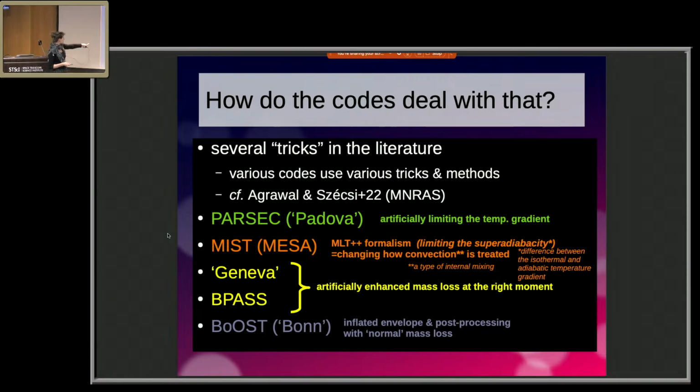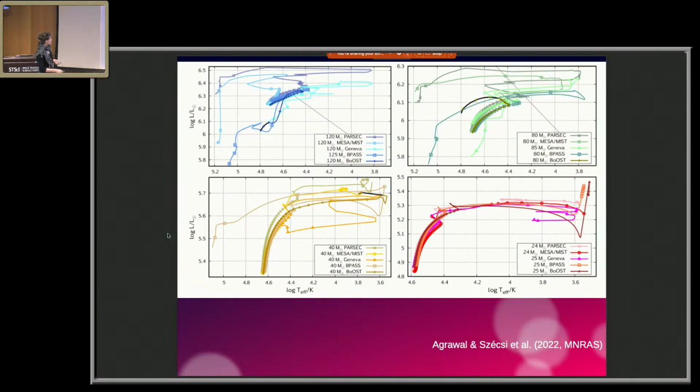In Geneva and BPASS, at least in the models that I showed you before, they use an artificially enhanced mass loss at the right moment. They basically say that those renegade layers on the top don't want to belong to the star anymore, so let's just remove them. And that might be what the stars do, but we don't know. And finally, in my own project, I developed a way of overcoming this step. You can read it in my paper if you want. Anyway, the various codes do various things.